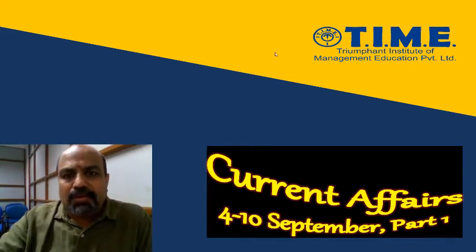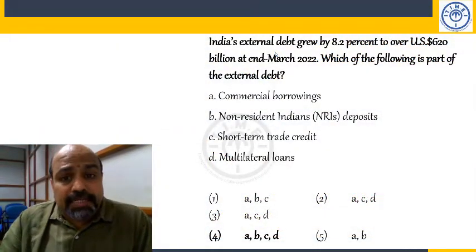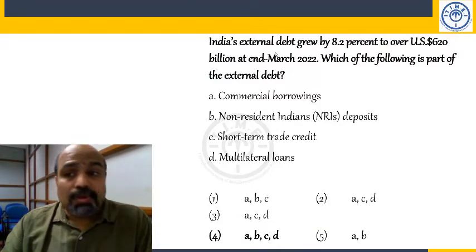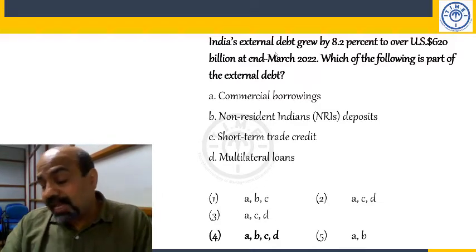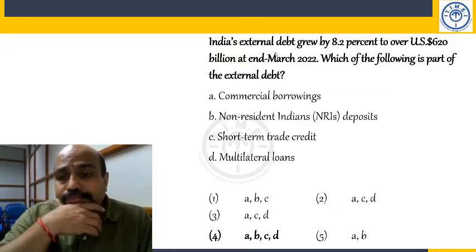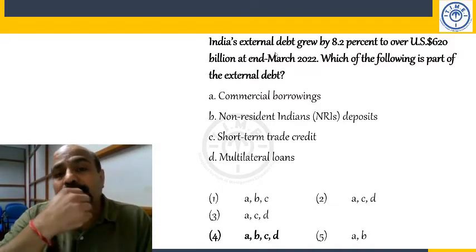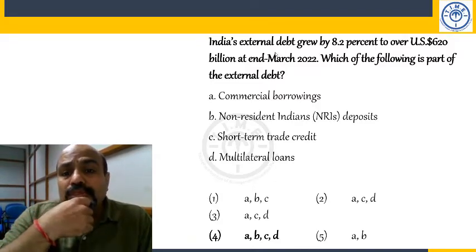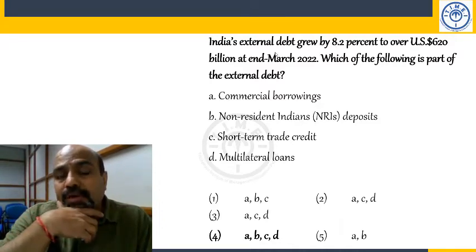Today's first question is about our external debt. India's external debt grew a little over 8% to about $620 billion as at end March 2022. There is an error there. It should be end June 2022, because at end March it was $614 billion. I'm not using a pen and board today. So it is end June 2022, and the external debt was $620 billion.